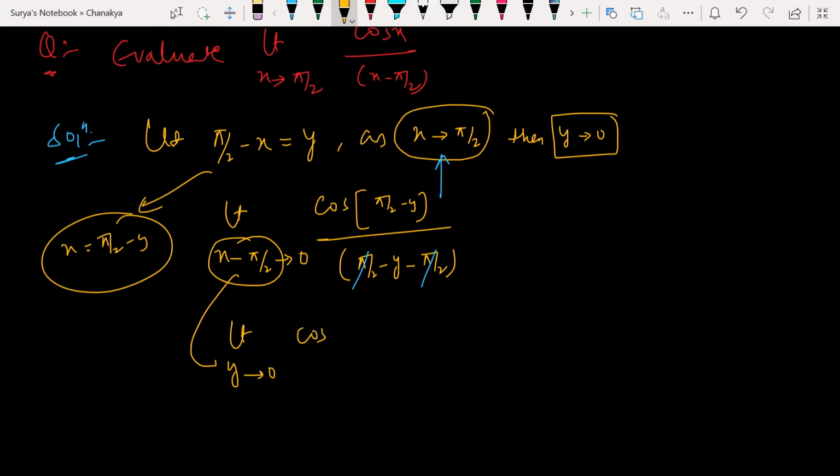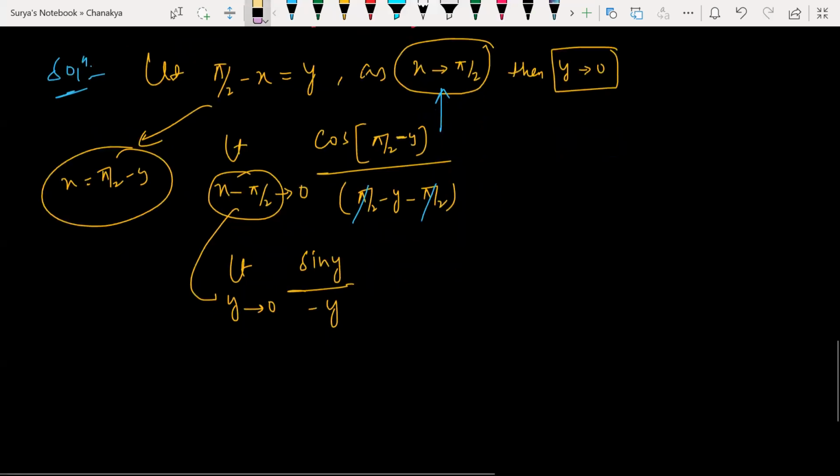Then cos of 90 minus theta. Cos of 90 minus theta is what? It is sin theta. Sin theta means sin y. So sin y divided by minus y, which is sin y by y divided by minus 1. You might have got an answer now. What is the answer? Minus 1 is the answer.